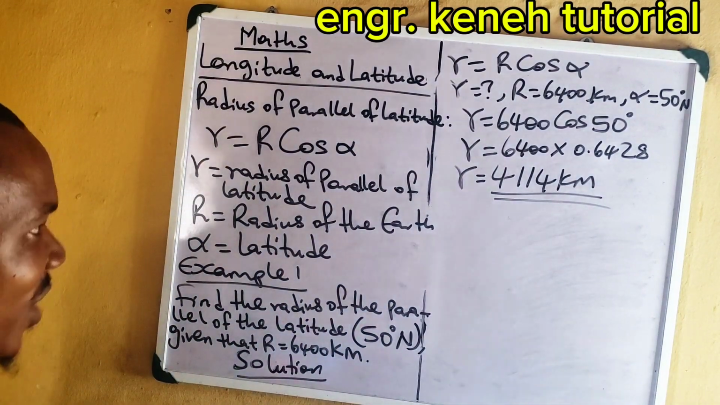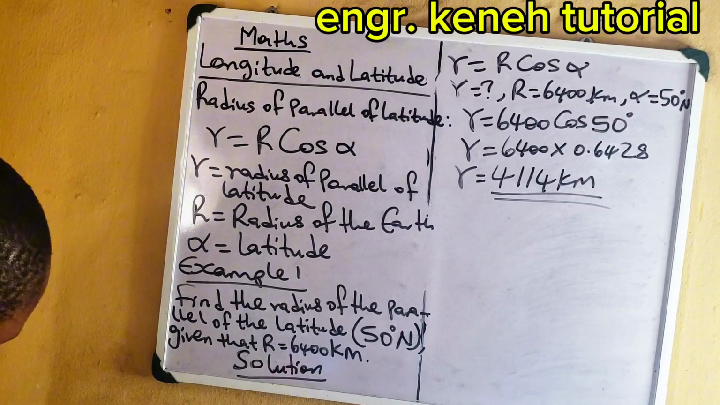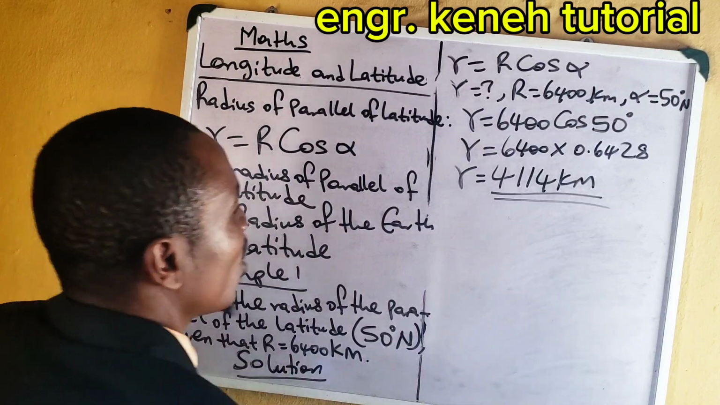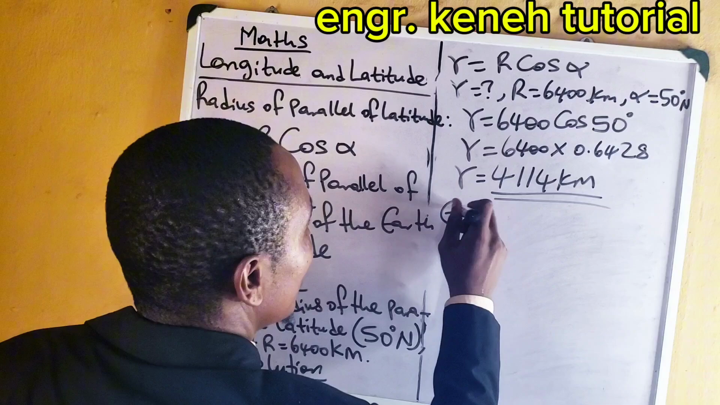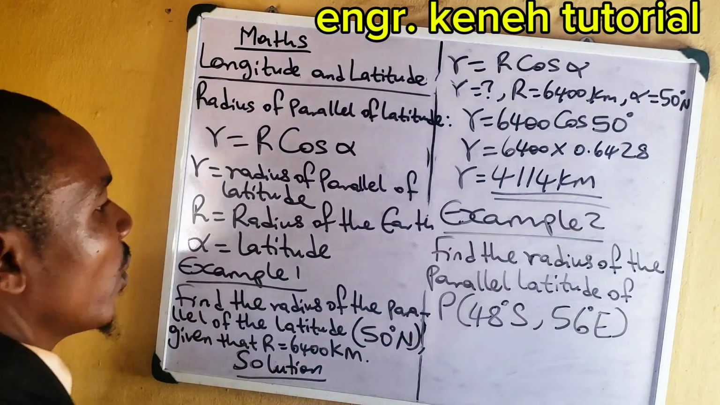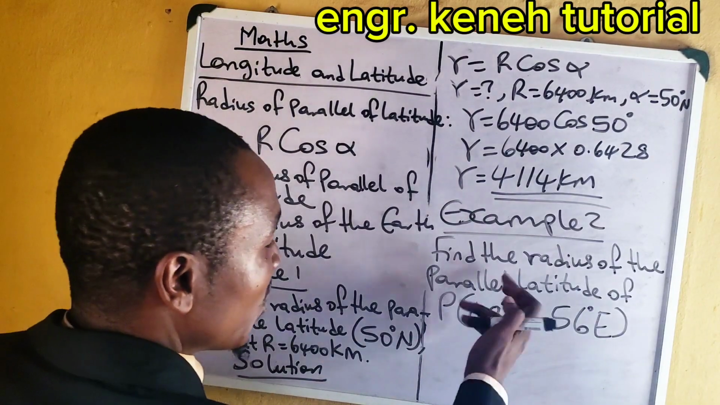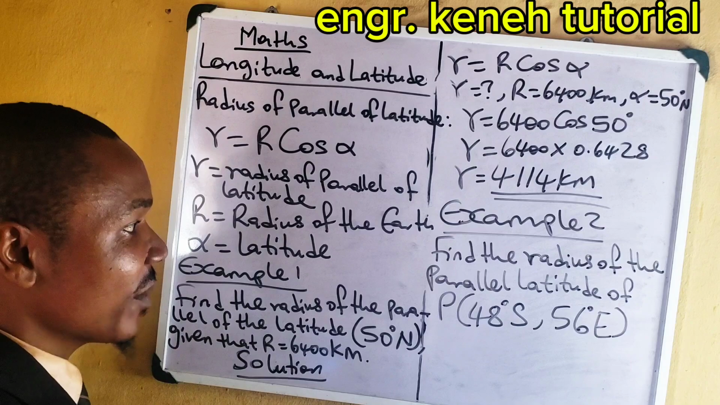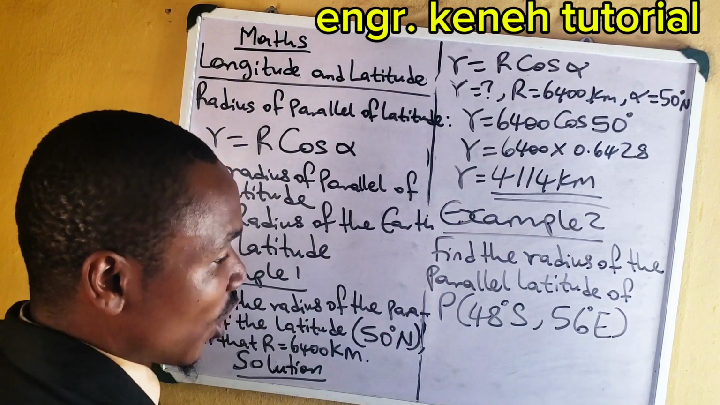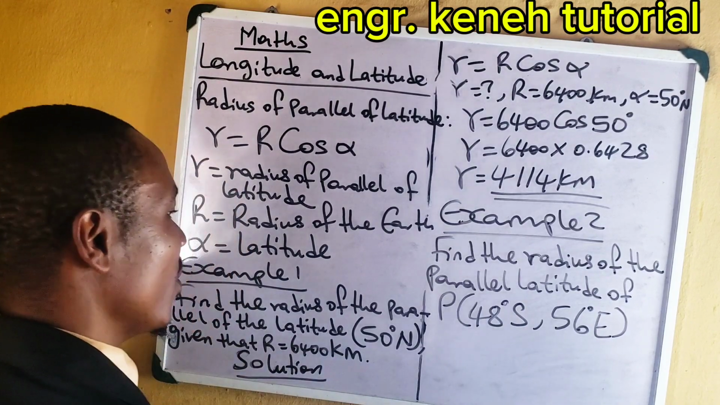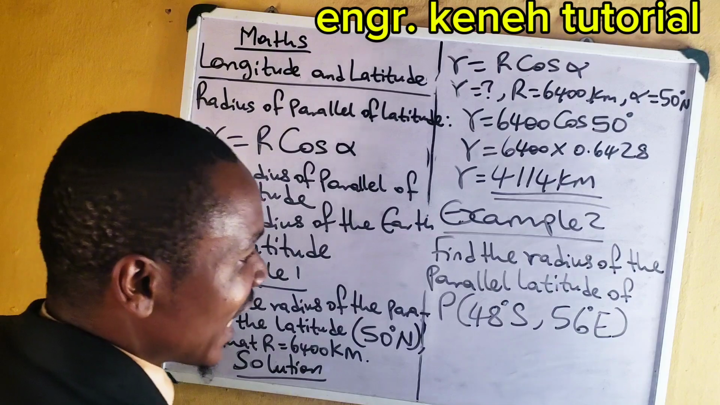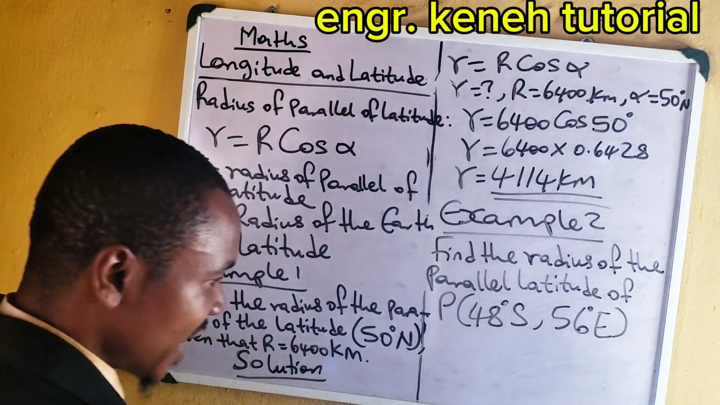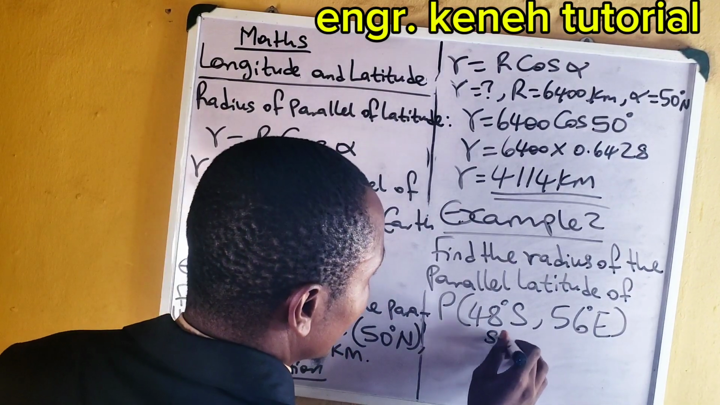It is not difficult. Let us solve another example. Example 2 says find the radius of the parallel of latitude of point P, which is 48 degrees south and 56 degrees east. We have the solution like this.